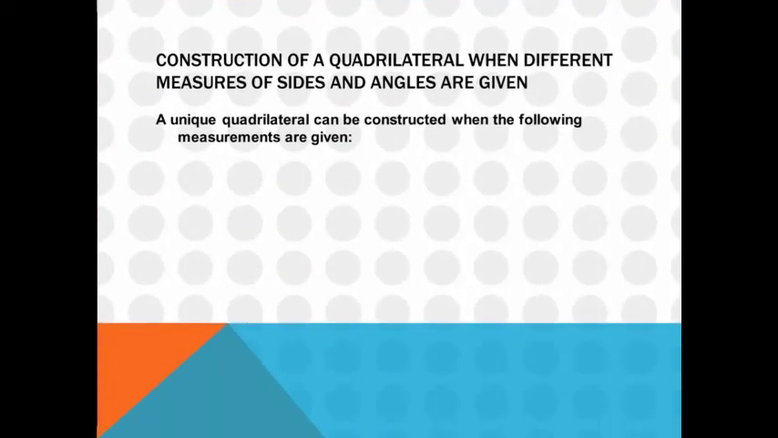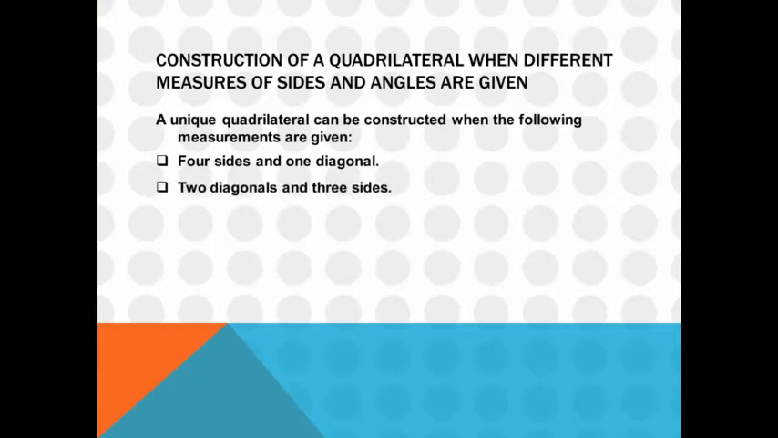Now a unique quadrilateral can be constructed when the following measurements are given. First condition: 4 sides and 1 diagonal are given. Second condition: 2 diagonals and 3 sides are given. Third condition: 2 adjacent sides. Now what is the meaning of adjacent sides? Adjacent sides means the sides which are connected to each other. Opposite sides are the sides which are in front of each other, and adjacent sides are the sides which are connected to each other.